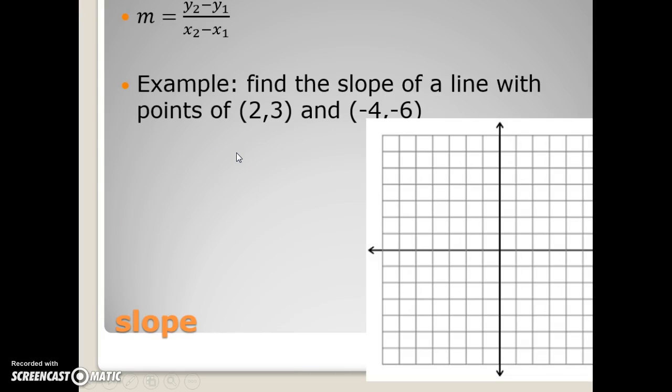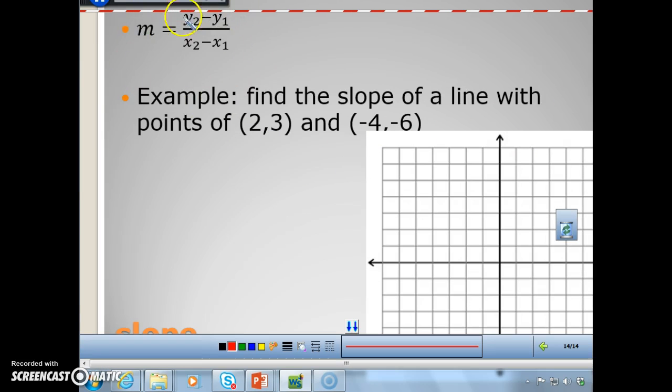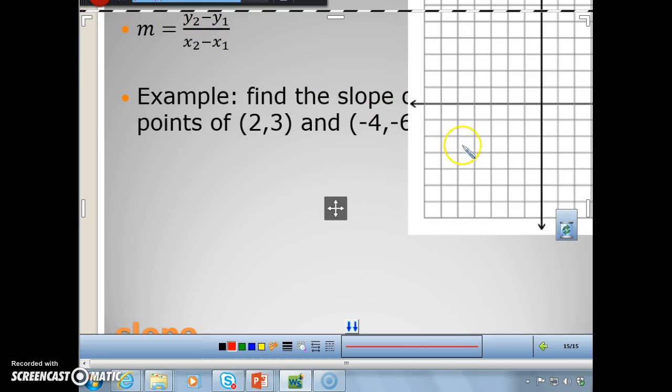Sometimes they don't tell us what the slope is, but they give us 2 points, and we want to find the slope. We have an equation. Or you can plot these points and then count. Okay, so if I'm going to plot 2, 3, let me try again. 2, up 3 would be here, and then -4, -6.